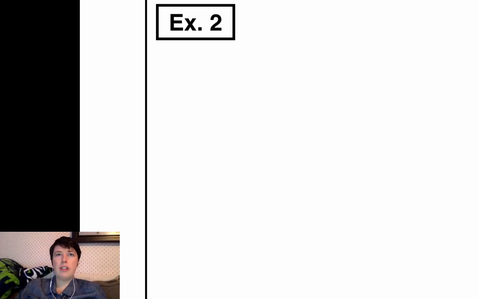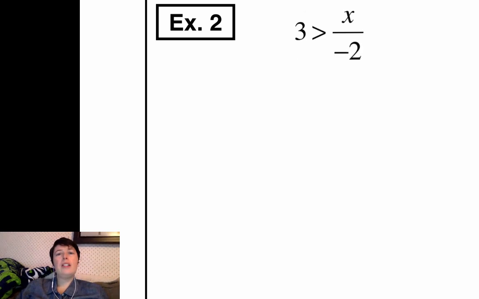Let's try another problem. Let's do an example 2. So here is example 2. 3 is greater than x over negative 2.